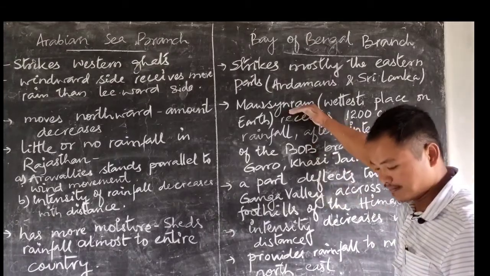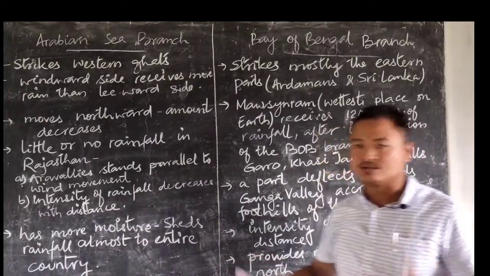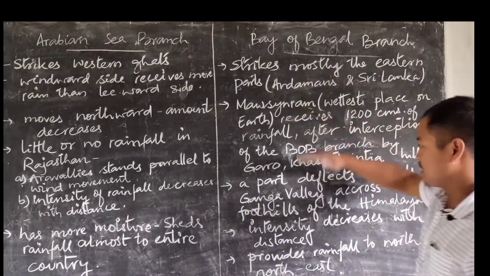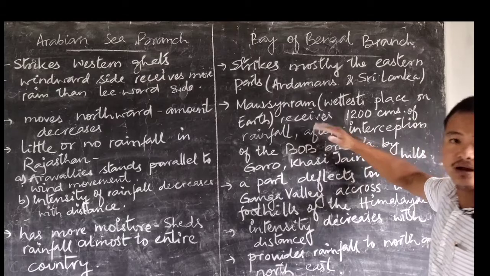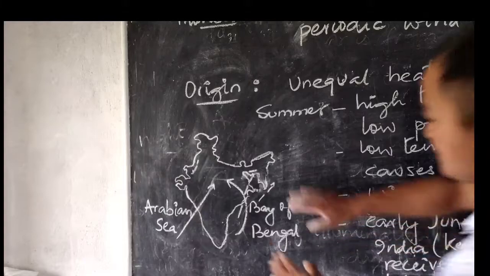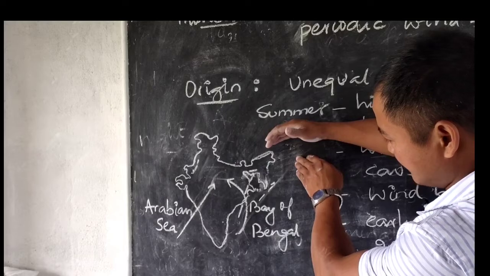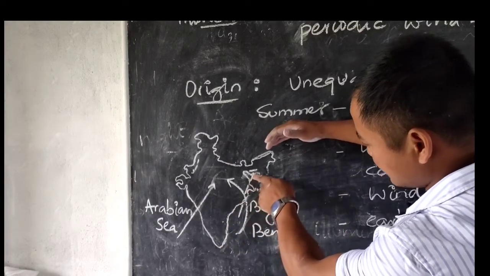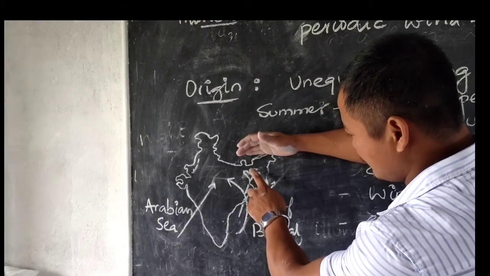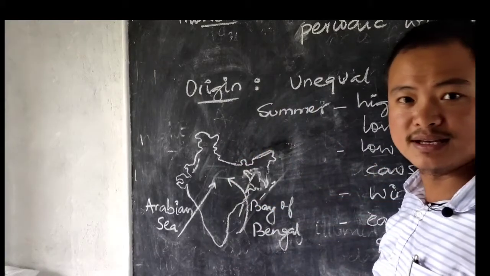This place, Mawsynram near Cherrapunji, is the place that receives the heaviest rainfall, not just in India, but in the entire globe. And it only happens because of the interception of the Bay of Bengal branch by the Garo Khasiya Jaintia hills. If we see this diagram, the Bay of Bengal branch, which is supposed to be traveling away from India, as it comes towards India, it is intercepted by the Garo Khasiya Jaintia hills, and then it gives heavy rainfall on the windward side of the hills, and that is where Mawsynram is situated.